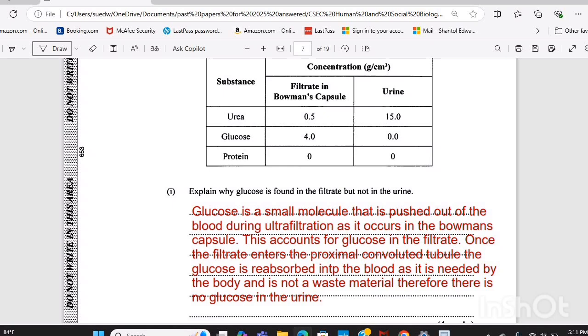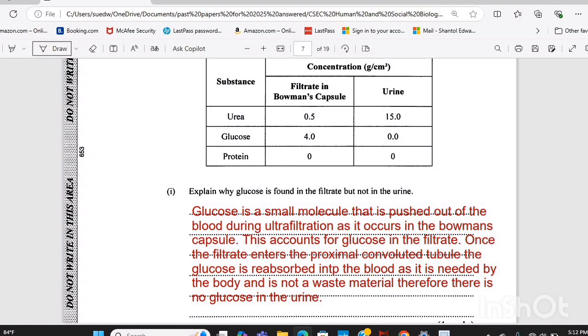So, for those who just saw the diagram of the Bowman's capsule, your blood is going to be filtered by your kidney. Now, glucose is one of those substances that is going to be pushed out of your blood, and it is going to enter your Bowman's capsule to go through your nephron, or that little structure thereafter, which is your proximal convoluted tubule. So glucose will leave the blood and enter there. So this is why glucose is in the filtrate. But once the filtrate enters the proximal convoluted tubule, the glucose is reabsorbed into the blood as it is needed by the body, and it is not a waste material. There is no glucose, therefore, in the urine.